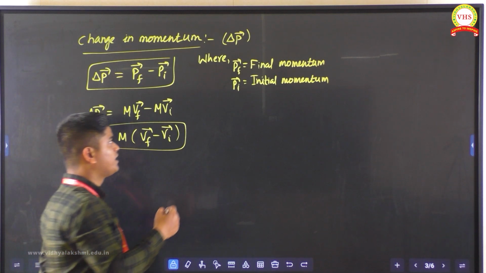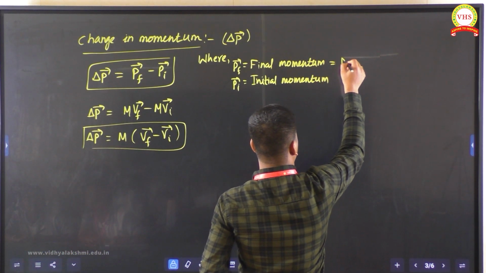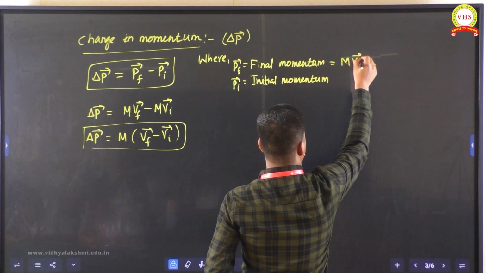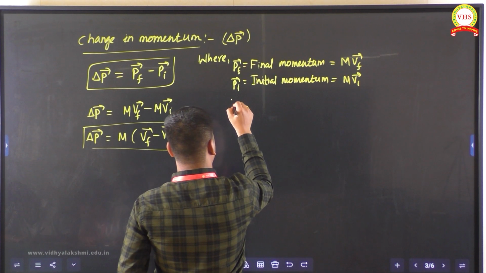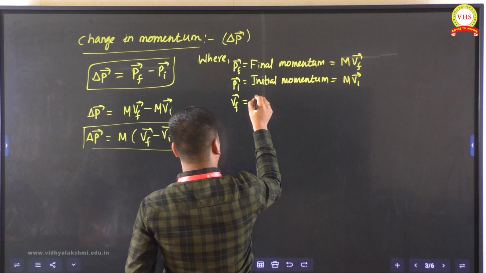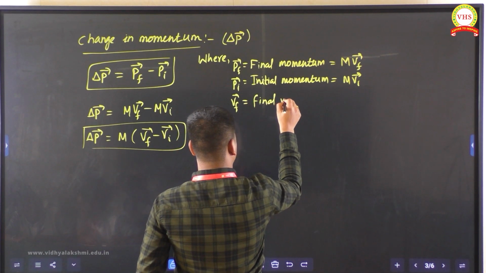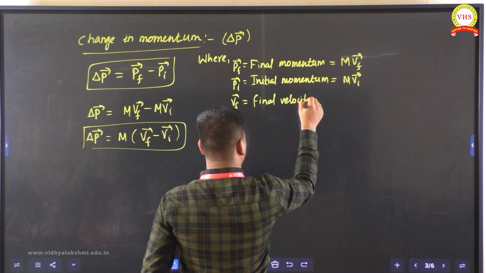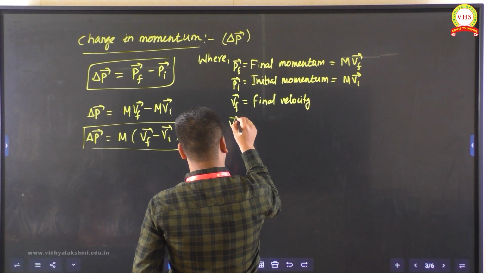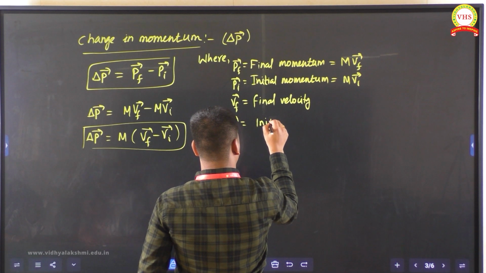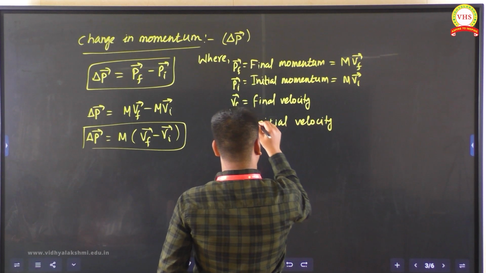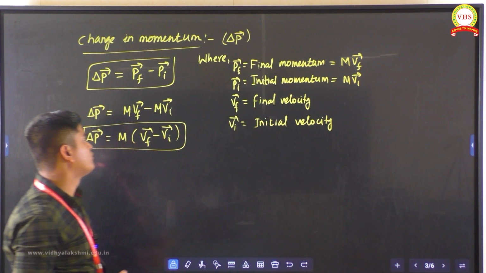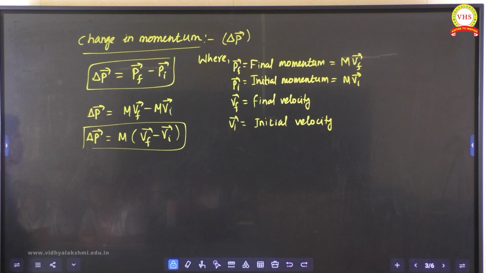Where VF is nothing but final velocity, and VI is nothing but initial velocity. So this is the whole idea you are understanding about the change in momentum.